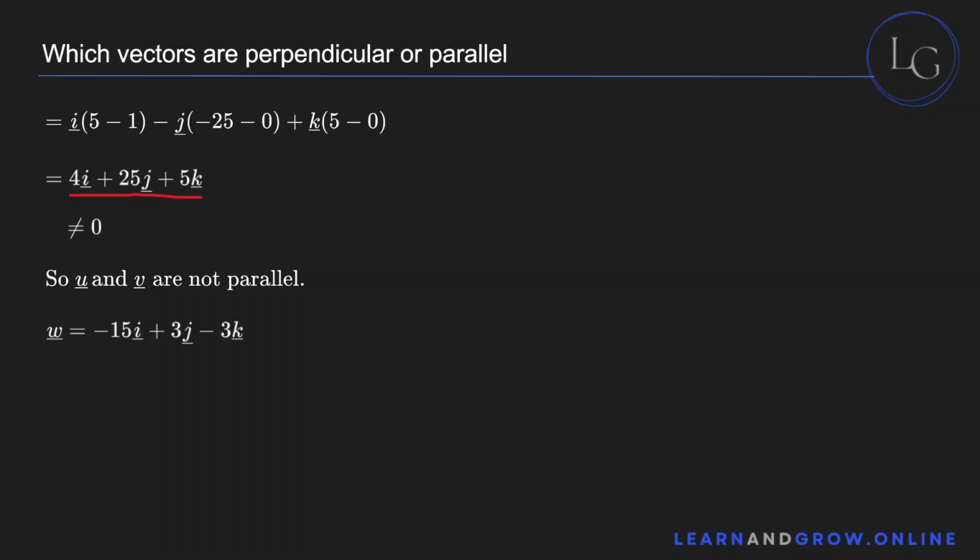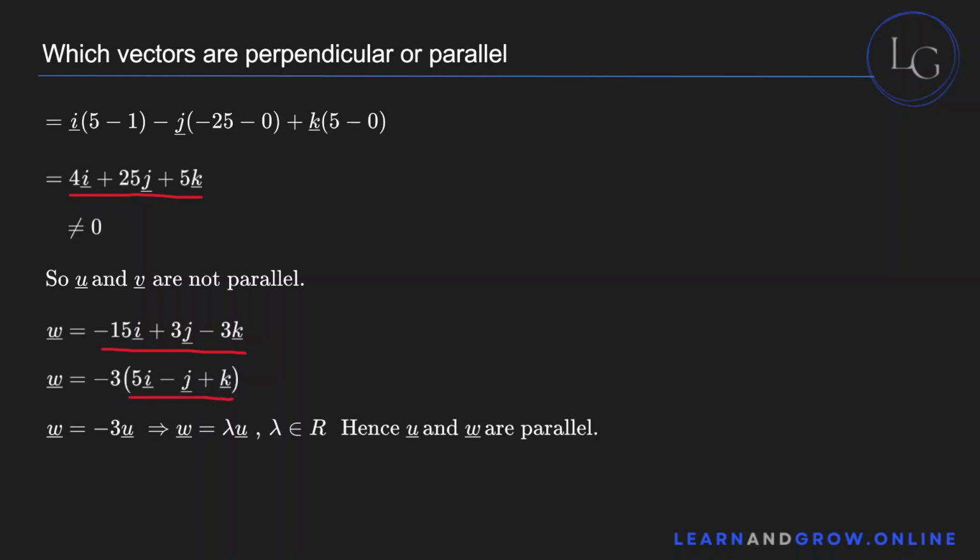Now, in case of W, as you can see, if you take -3 common in this vector W, you find out that this vector here is equal to U. So W is equal to -3U, which means that W is a scalar multiple of U, which means that U and W are parallel. Now, V dot W, right? And again, if U and W are parallel, that already implies that they cannot be perpendicular. That's just how it is.